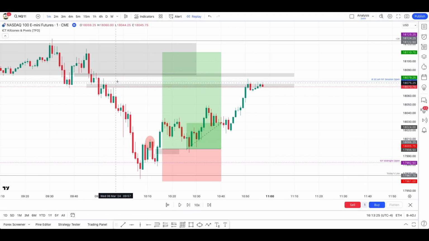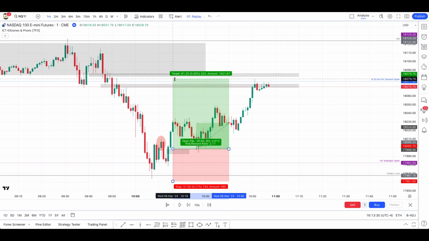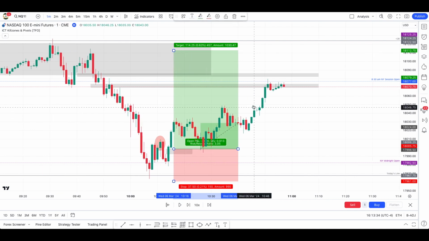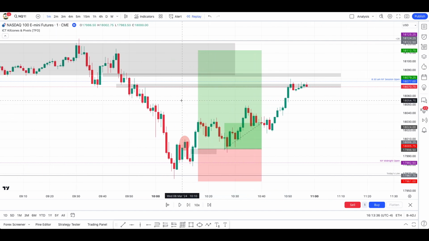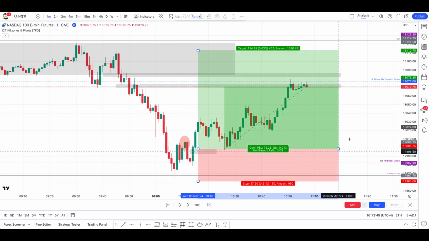Alright, let's continue. Some people could take some partials at this point right there. We're running at 2 to 1. I usually like to take my 1 to 3 or even a 1 to 2.5. I always go with a minimum of 1 to 2.5 depending on where the level is. But since we have a clear level right there and it's around the 1 to 3, I think that's perfect to take a profit there.